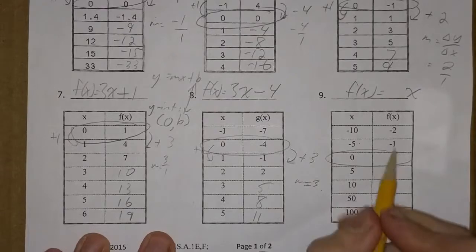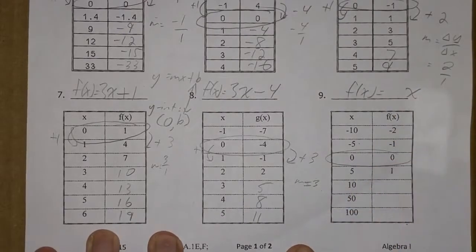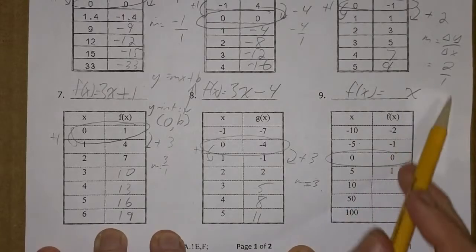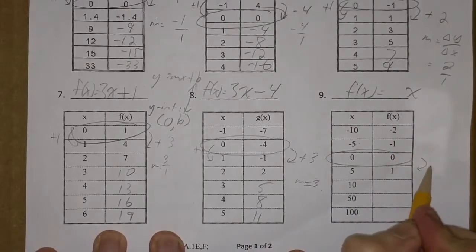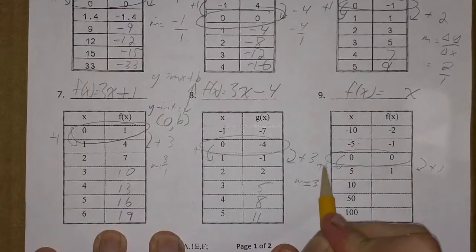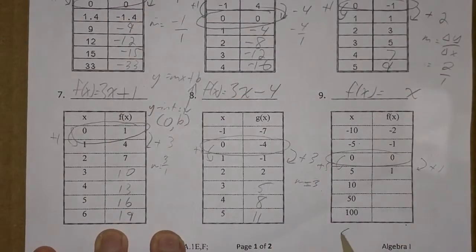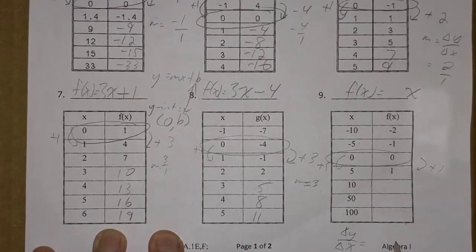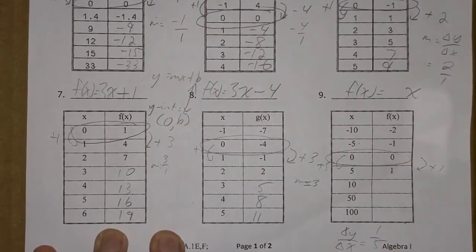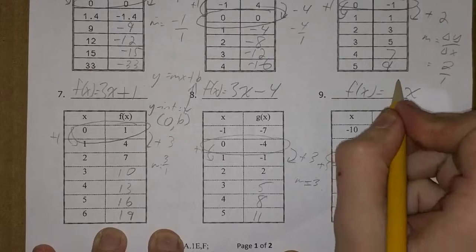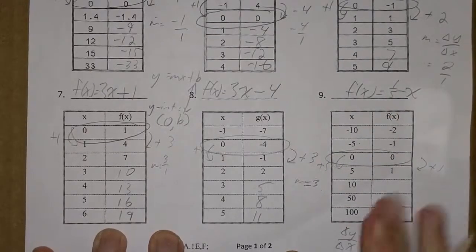So number 9, we looked at this. We already have the y-intercept is 0, 0. There is a y-intercept. You just don't write it. It's just 0, 0. So going up by 1, up by 5, delta x is 1/5. So we have 1/5 x.